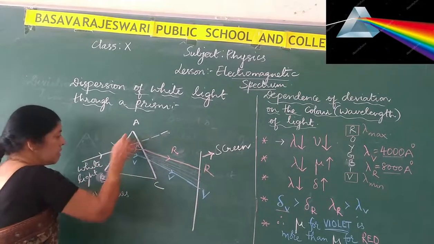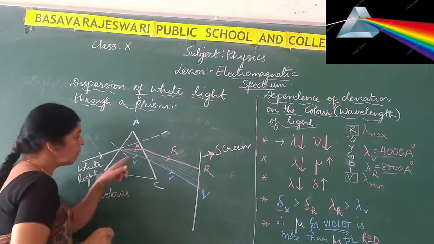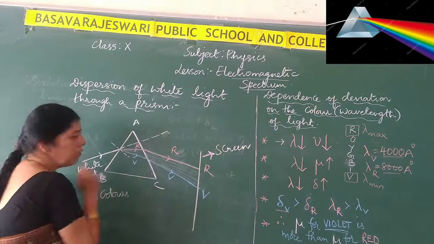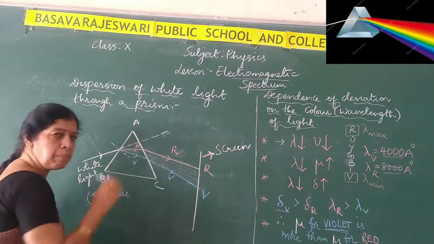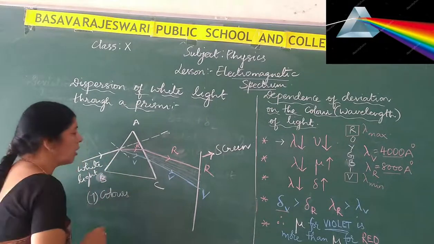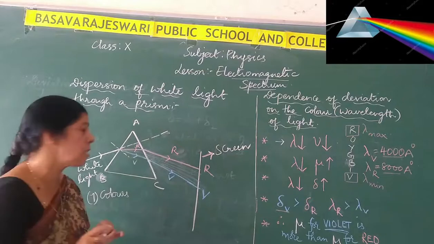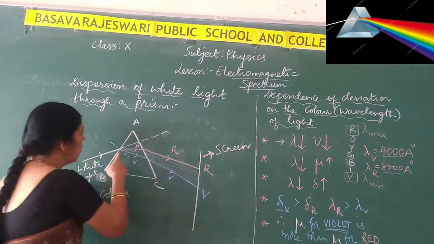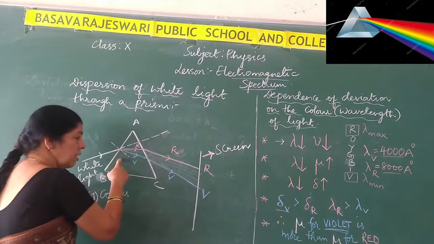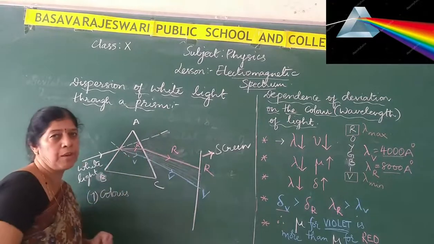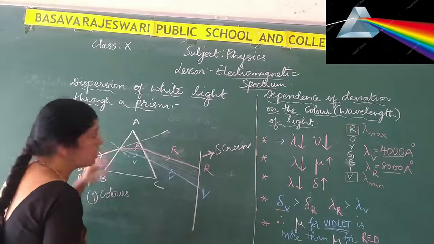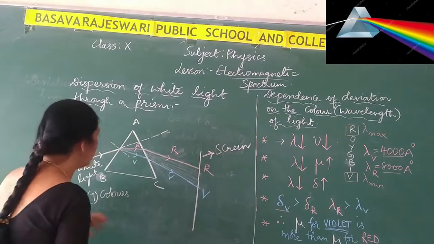So, at the first refracting surface, you can observe that there is deviation taking place, is it not? Deviation is taking place, and refraction is also taking place. So, phenomena take place at the first surface. What is happening? Deviation, then dispersion, and also refraction. All the 3 will take place at the first refracting surface.